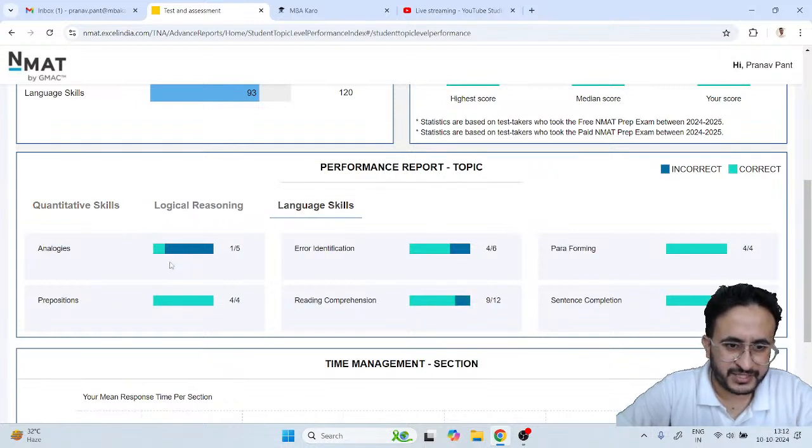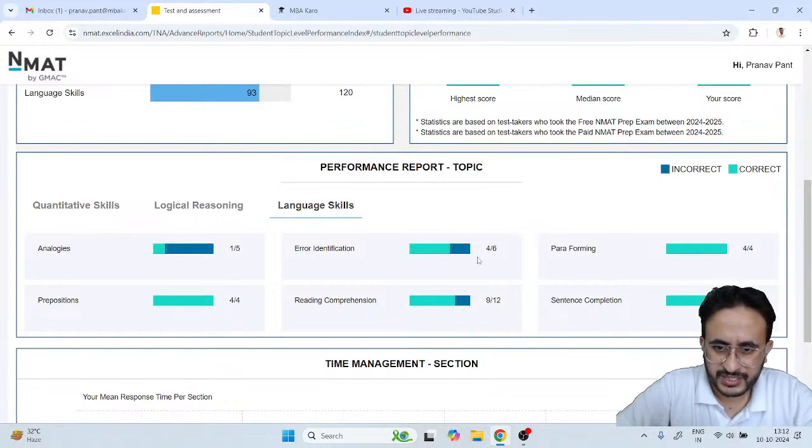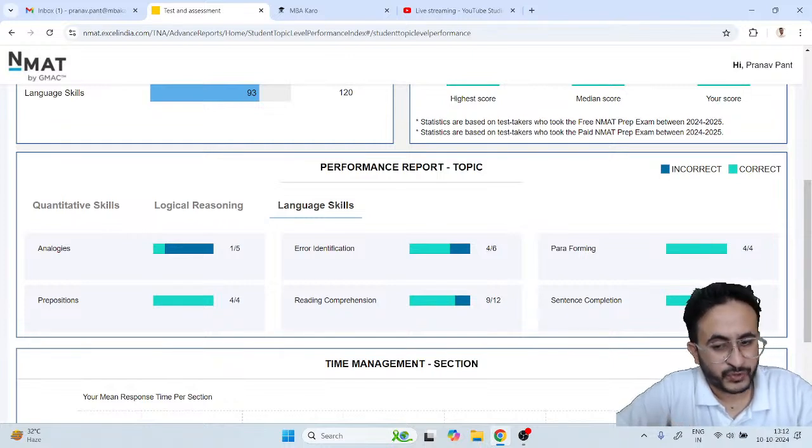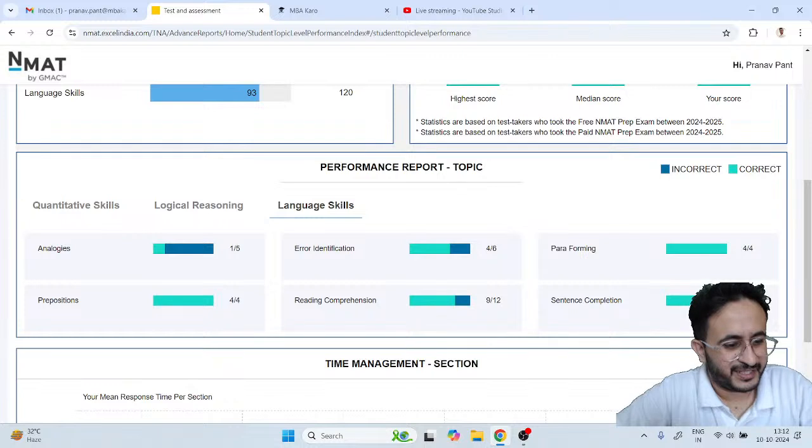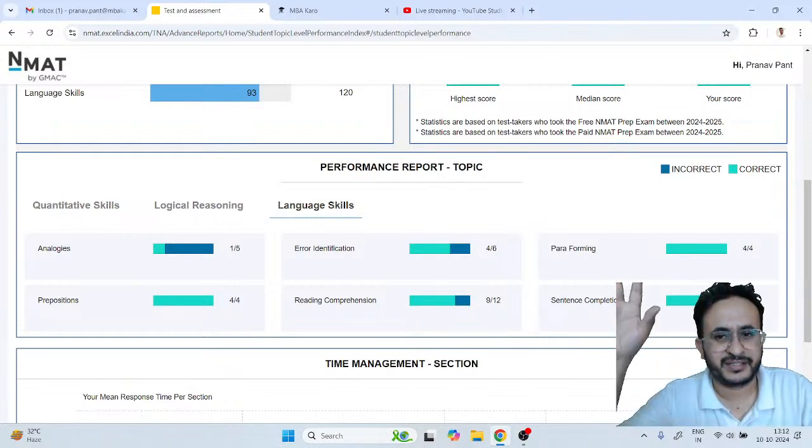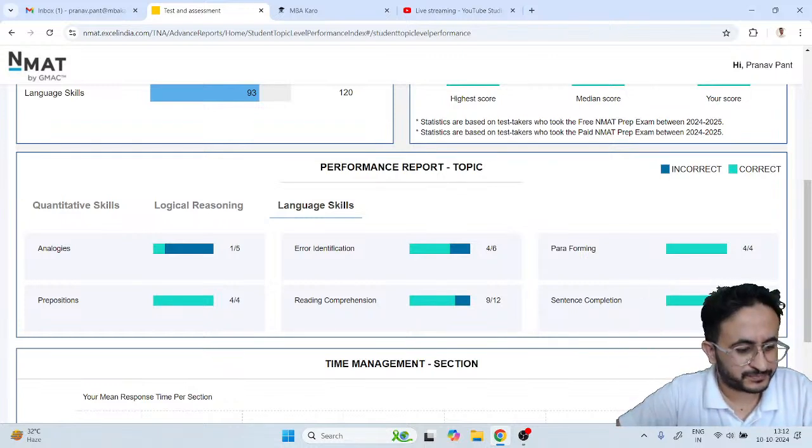Now if you see language, 1, 3, 4, 3, 4 here, 2 here, 6, 9, 10. 10 incorrect है, तब भी 93 marks है. Okay, so it is quite varying. Like you can't tell that how the scoring is done.